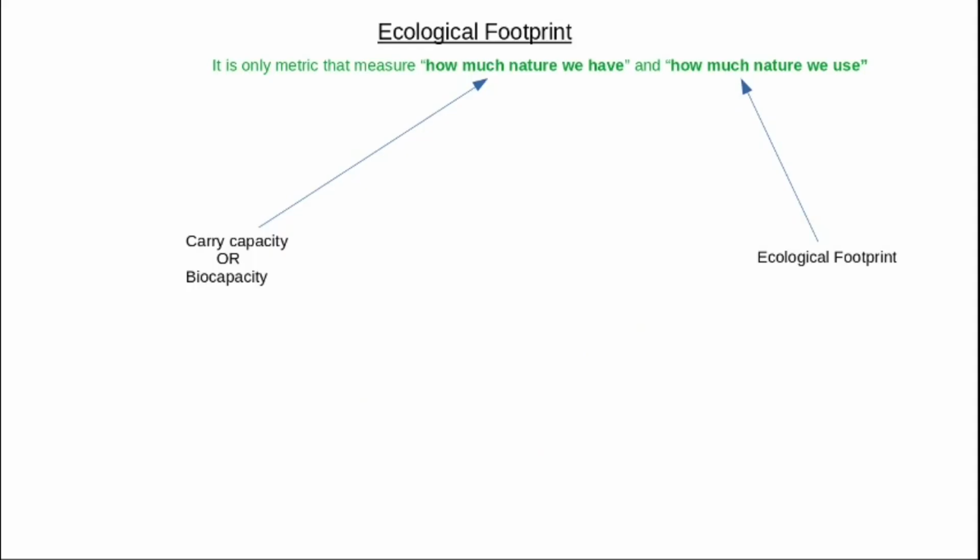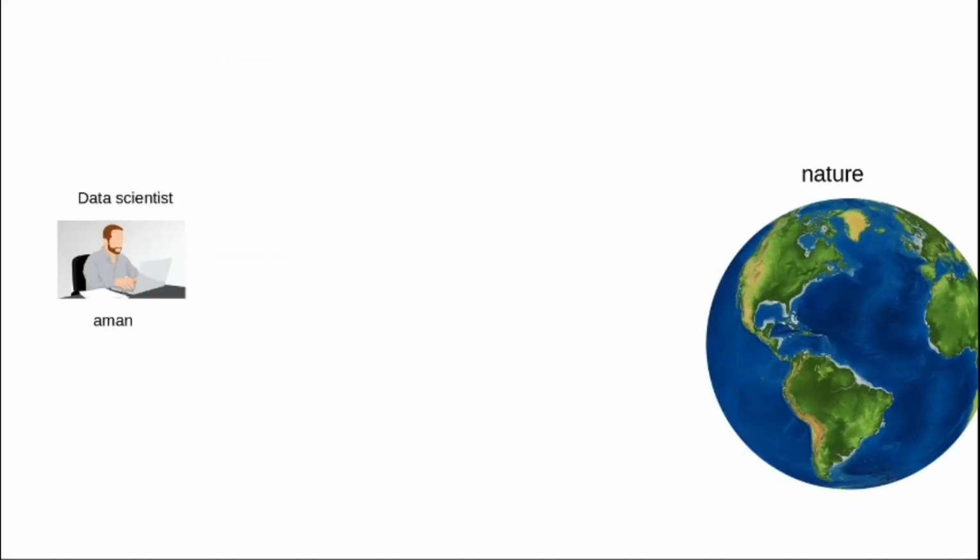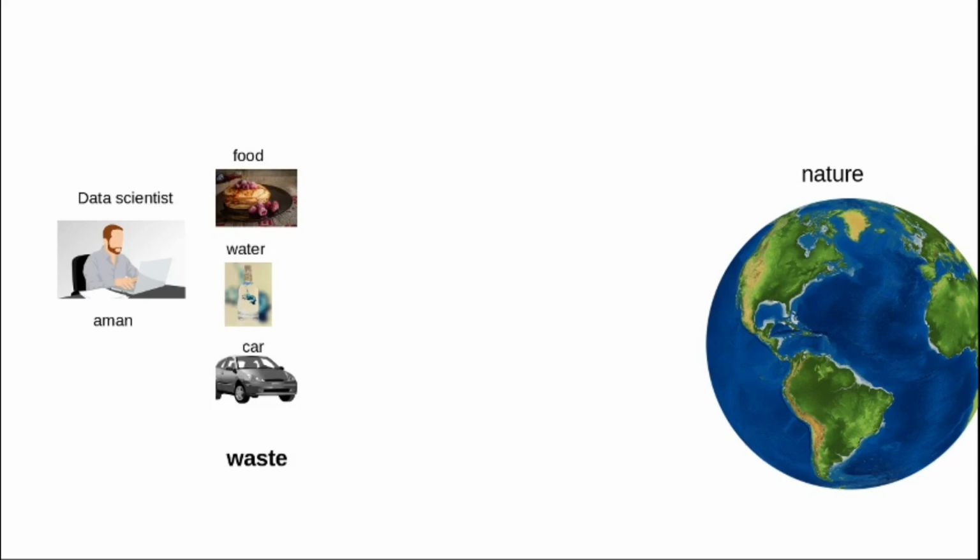Ecological footprint is a metric that measures how much nature we have and how much nature we use. How much nature we use is basically a demand, and how much nature we have is basically a supply, supplied by nature. Suppose that Aman is a data scientist, and he needs food, water, and a car. So these three things he needs for daily use.